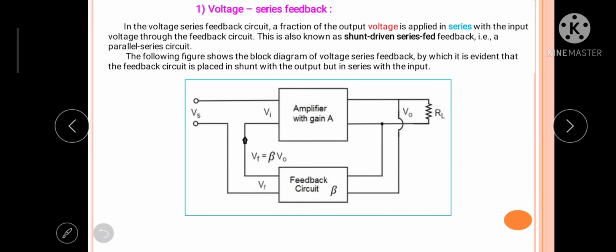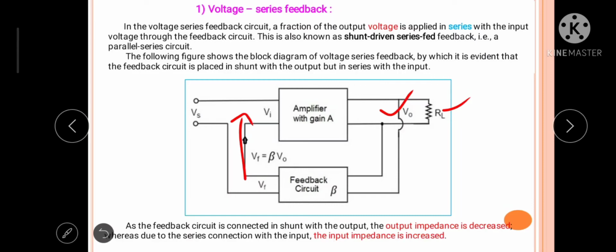Now try to concentrate on this circuit. In this particular voltage series feedback, the output voltage is taken in parallel with load RL by this feedback circuit, and it is connected in series with the input voltage Vi. That's why this feedback circuit is called voltage series feedback. As the feedback circuit is connected in shunt with the output, the output impedance is decreased, whereas due to the series connection with the input, the input impedance is increased.